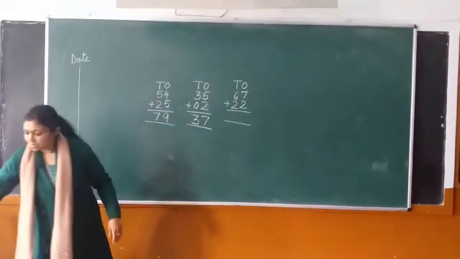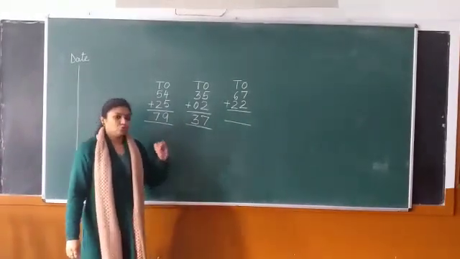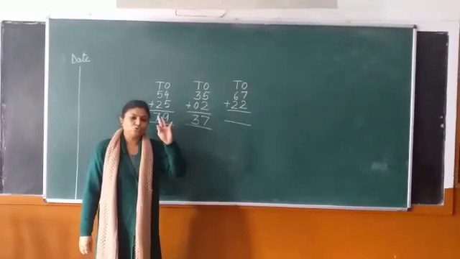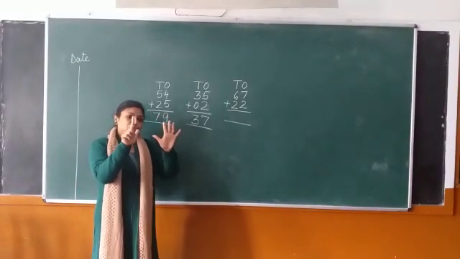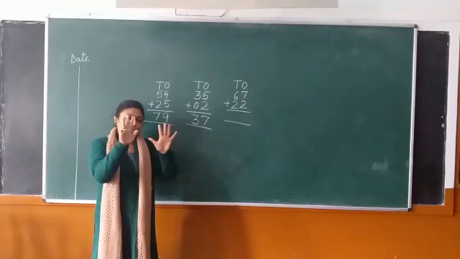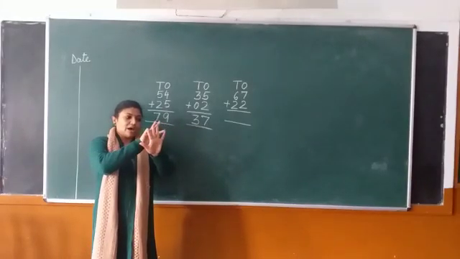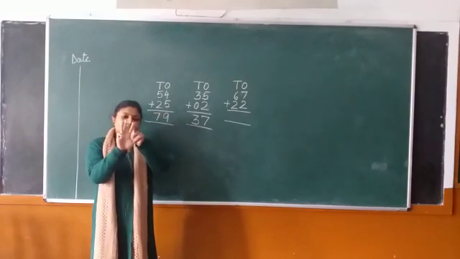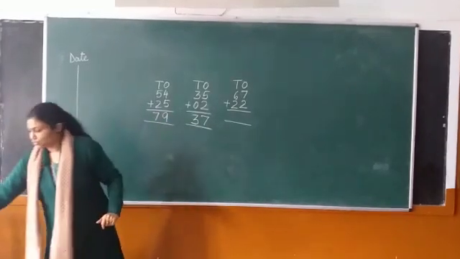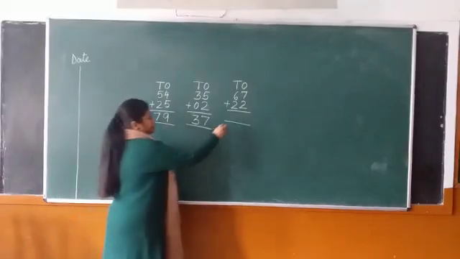Now, this is 7 plus 2. So let's count 1, 2, 3, 4, 5, 6, 7 and plus 2. 1, 2. Now let's count it together. 1, 2, 3, 4, 5, 6, 7, 8, 9. So 7 plus 2 is 9.